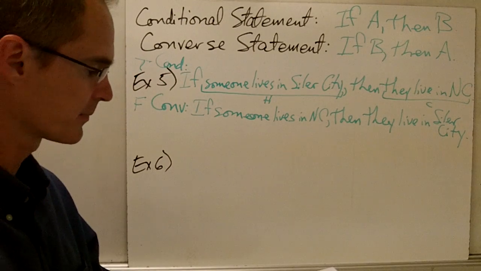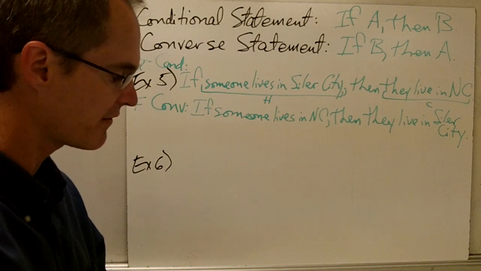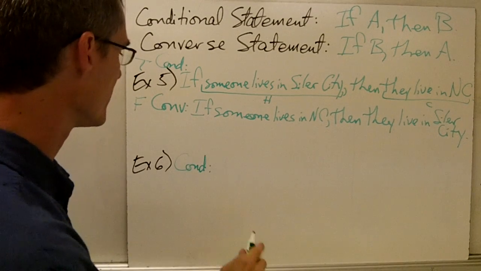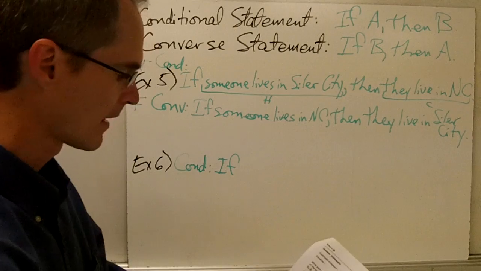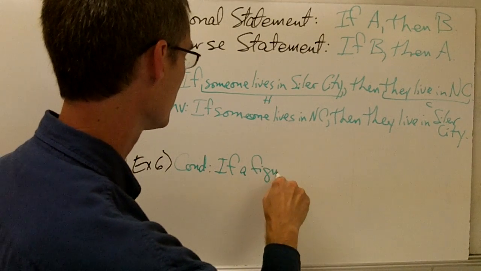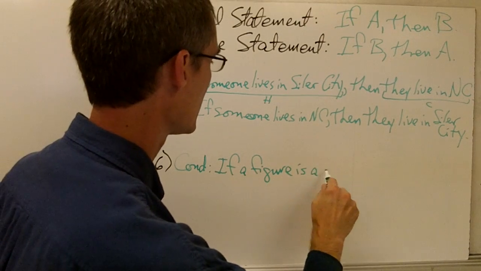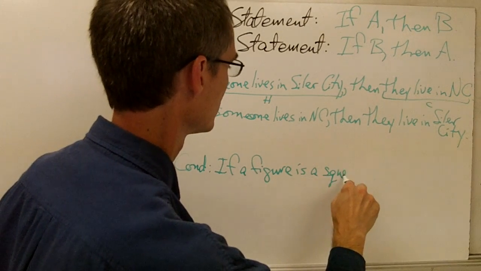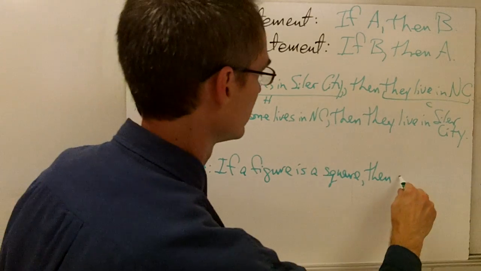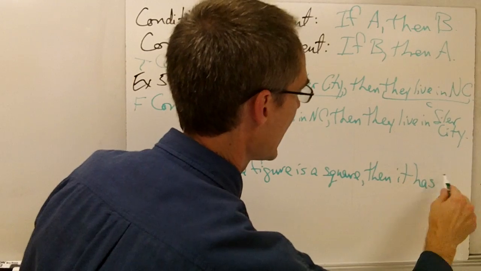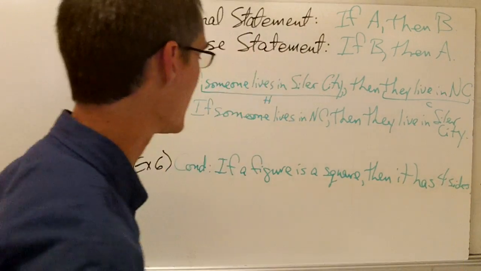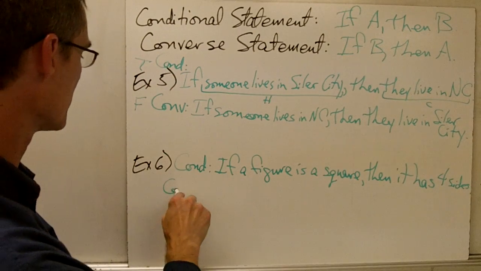Okay, example number 6. Our given statement, squares have 4 sides, and I want to write this in conditional form, if-then form. Squares have four sides, so if a figure is a square, then it has four sides. So there's my conditional statement.